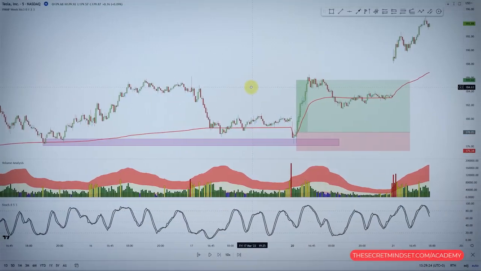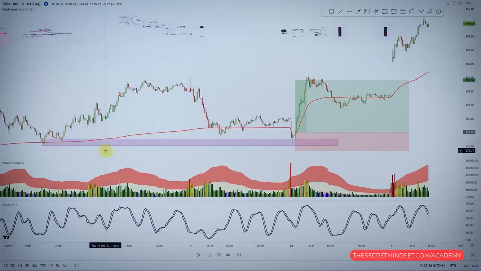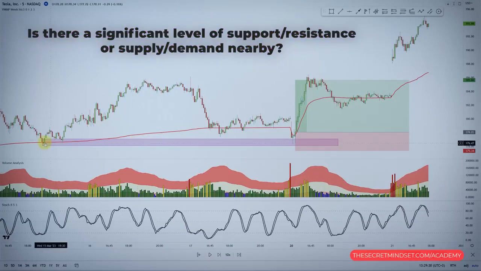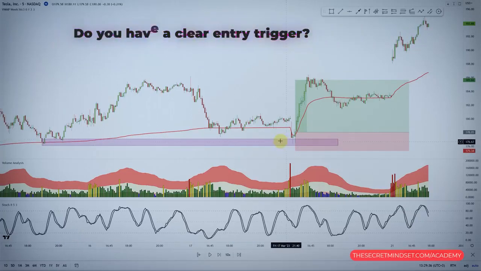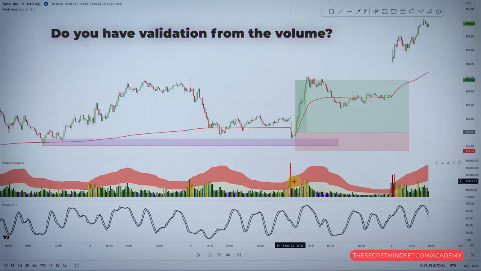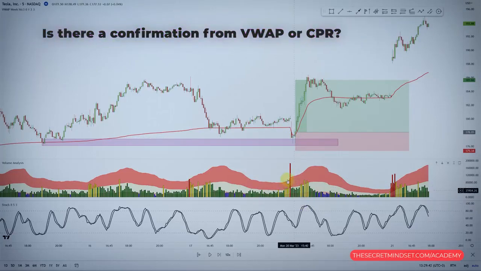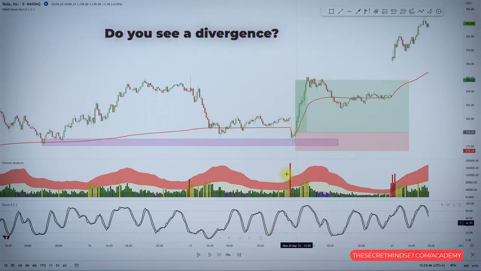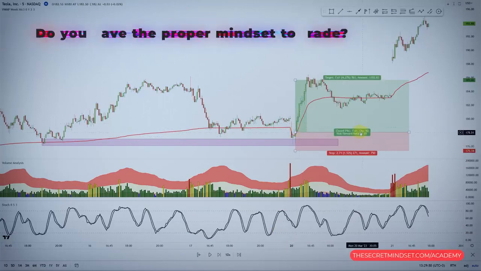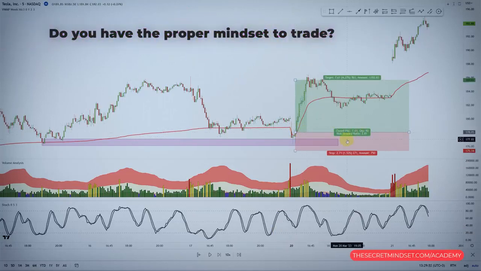Here's a simple example of a day trading checklist. Is the market trending or ranging? Is there a significant level of support or resistance, or a supply or demand zone nearby? Do you have a clear entry trigger? Do you have validation from the volume? Is there a confirmation from the VWAP or the central pivot range? Do you see a divergence? Do you have a decent risk-to-reward ratio? Do you have the proper mindset to trade?